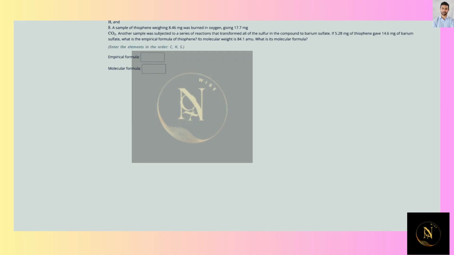We have the following elemental analysis coming from the combustion of a sample of thiophene. First of all, we're going to analyze the amount of mole that is contained in 8.46 milligrams of a sample of carbon. So in order to do that, we know that 17.7 milligrams is equal to, we can transform them into grams directly, and these are grams of CO2, of course.